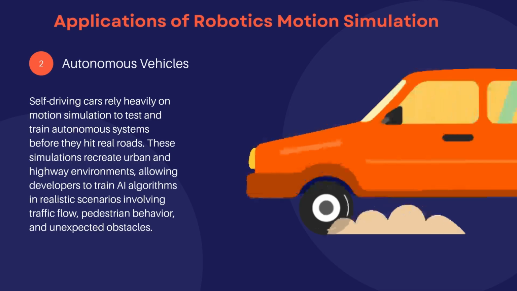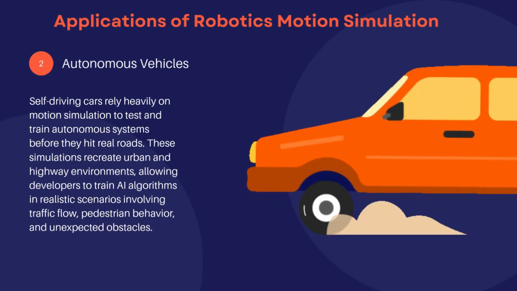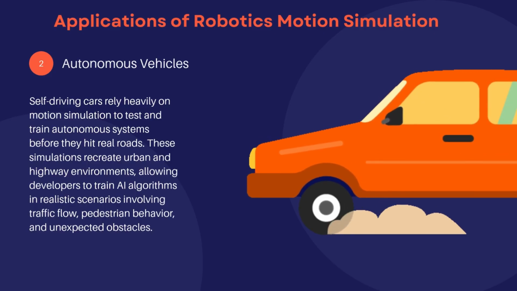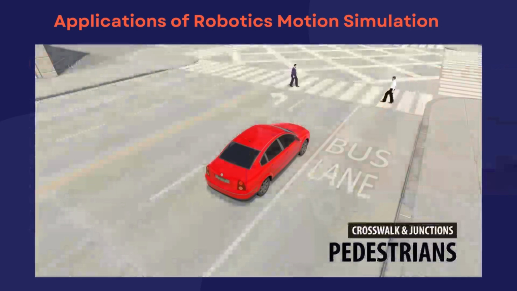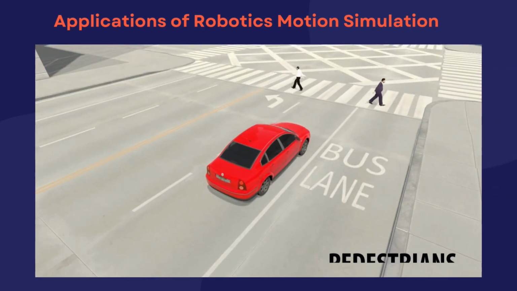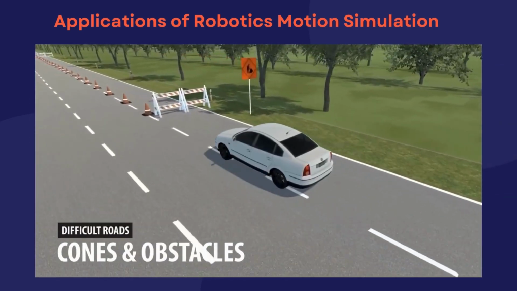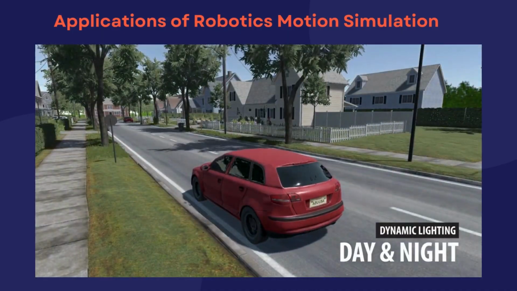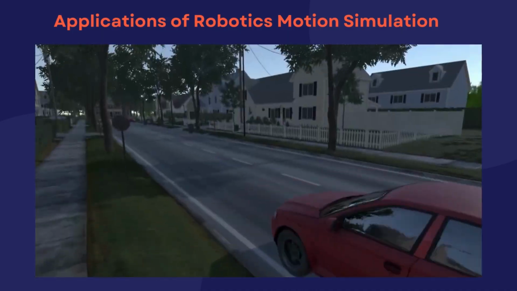These simulations recreate urban and highway environments, allowing developers to train AI algorithms in realistic scenarios involving traffic flow, pedestrian behavior, and unexpected obstacles. For instance, companies like Tesla, Waymo, and Uber use simulation platforms to test their self-driving technologies under different weather conditions, lighting environments, and road layouts.